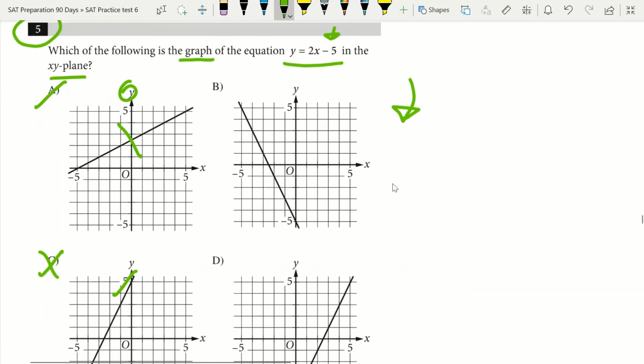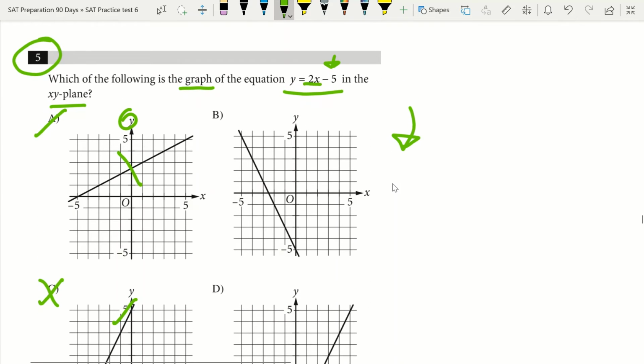Next thing I'm going to look at is my slopes. I see that my slope is a positive 2x, which means since my slope is positive, it's got to go up like that. I see B goes down. Therefore, process of elimination says my answer has to be D. So when dealing with questions about graphs where you have to find the graph, make sure that you're using clues like that.